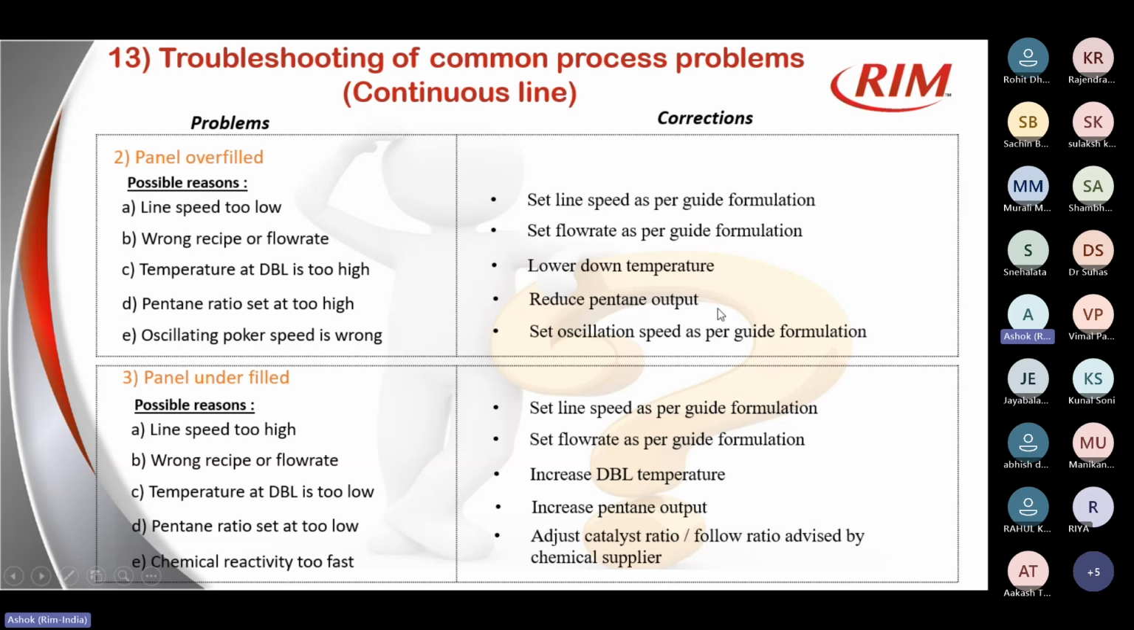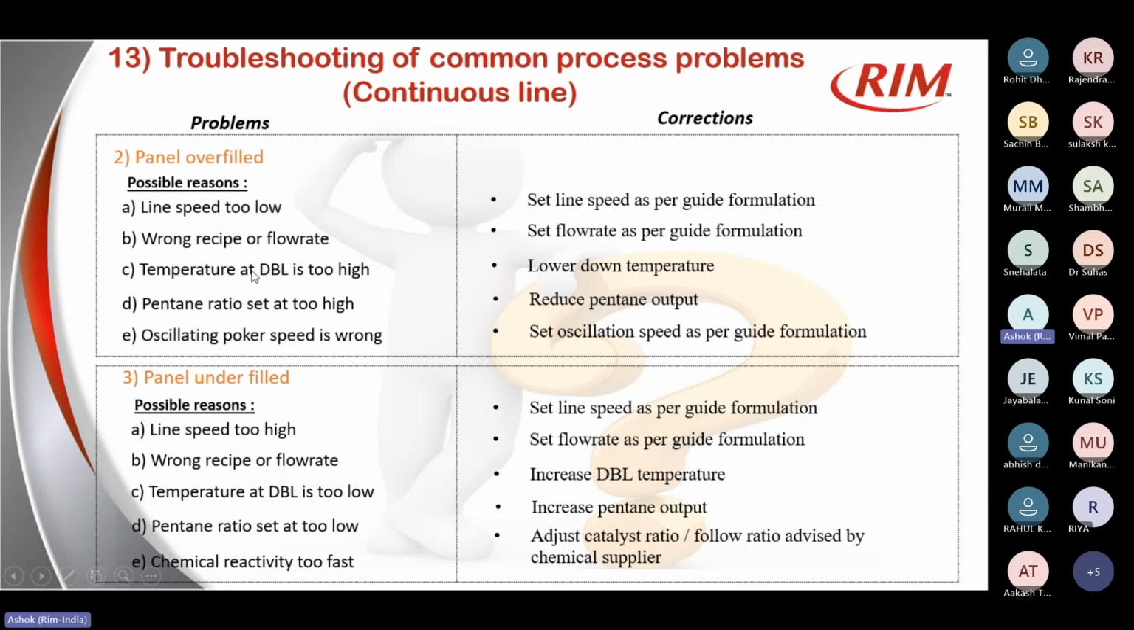Since we know the reasons, the remedies are quite easy. The line speed has to be set according to the guide formulation. Flow rate has to be set as per the guide formulation given by chemical suppliers. Double belt temperature has to be lowered. The pentane output has to be set as per the guide formulation again, and the moving poker oscillation speed also has to be changed.